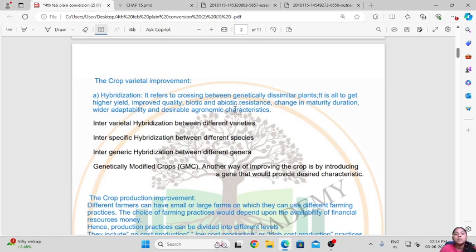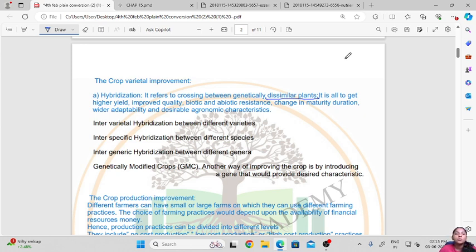So the first method is by hybridization. So hybridization refers to the crossing between genetically dissimilar plants. So we take two genetically dissimilar plants and cross them. So we do this to get the desired characters which are there in both of these plants. This I had explained in the first video.